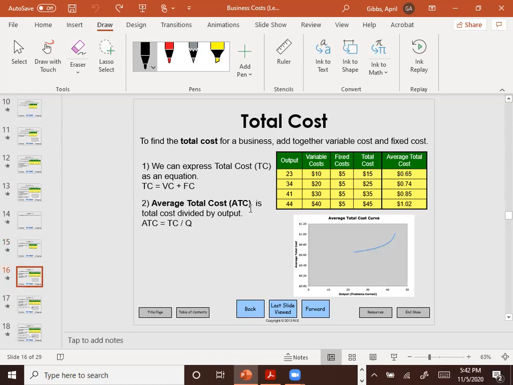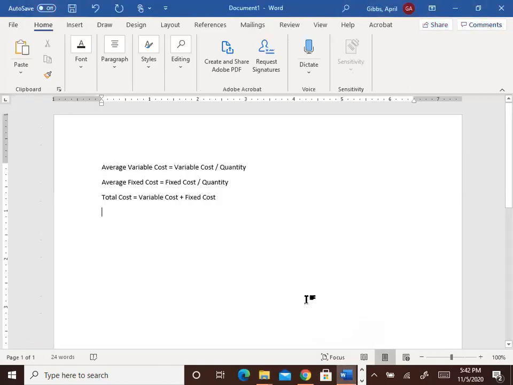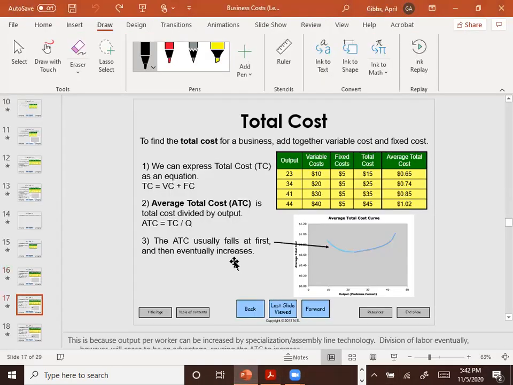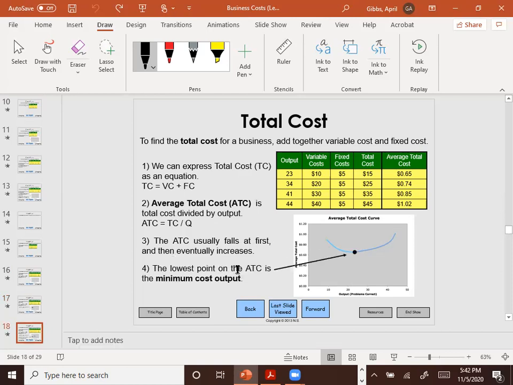So the average total cost is total cost divided by the output. So let's go and add that back into our formula chart. Average total cost equals total cost divided by quantity. The average total cost usually falls at first and then eventually starts increasing because that variable cost starts increasing. The lowest point on the average total cost line is the minimum cost output. So that's where you're making the most money, because your product is covering your costs and it doesn't cost you more to make more product.